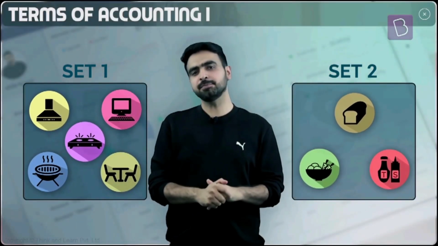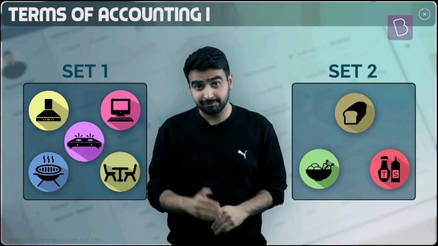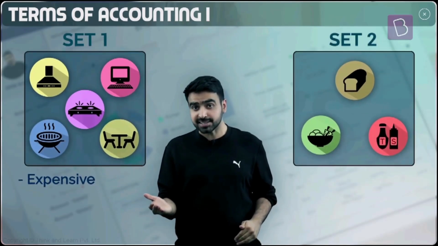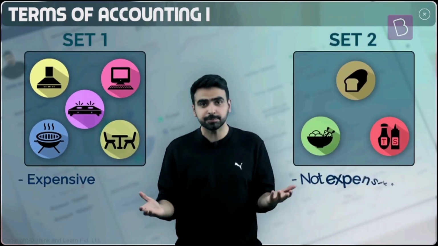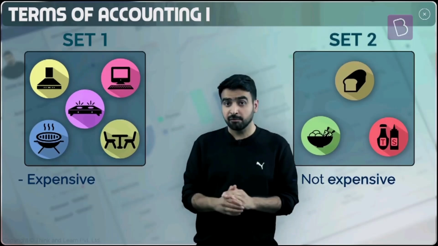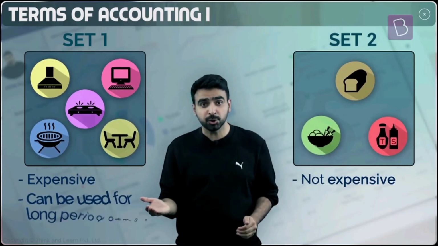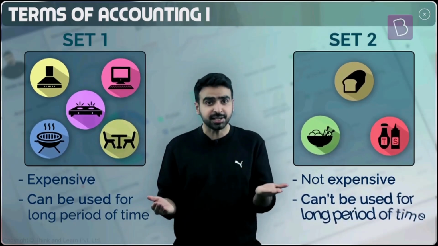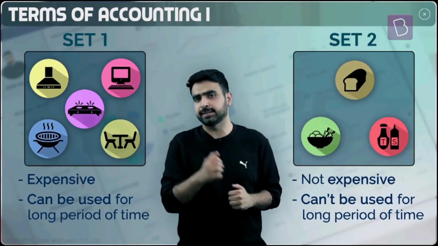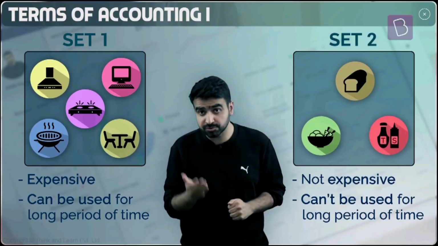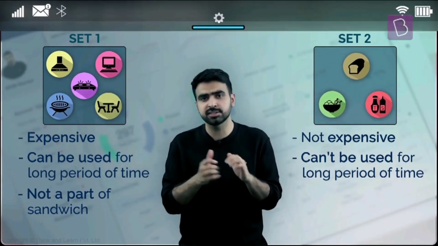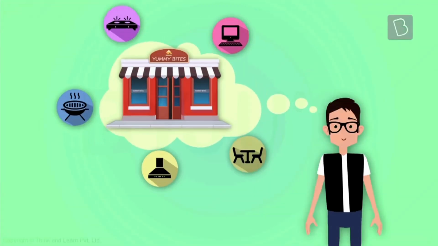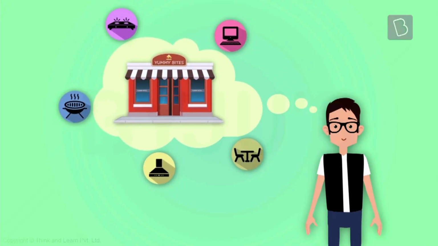Let me list down some differences for you. While set 1 appears to be expensive, set 2 does not appear to be expensive. While products of set 1 can be used for a long period of time, say more than a year, products of set 2 would probably last a week. Products of set 1 are not a part of the sandwich. Customers can't relate to these when they think of Yummy Bites. They can't feel it when they eat a sandwich.